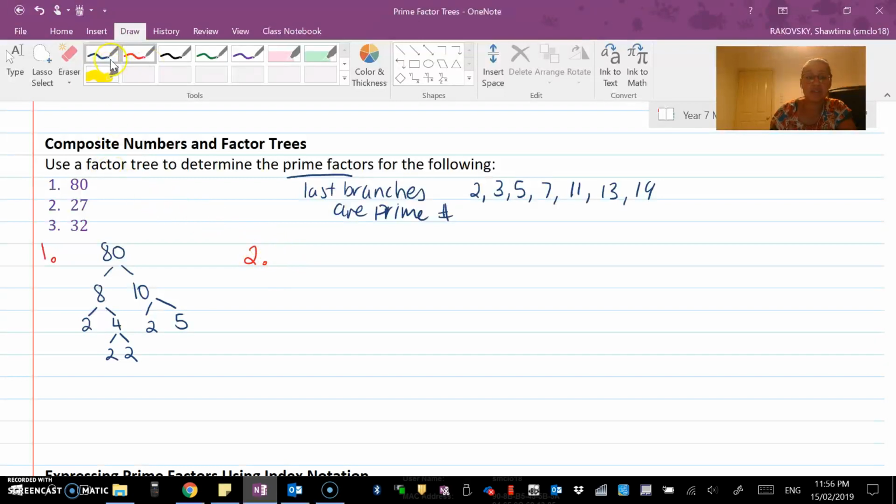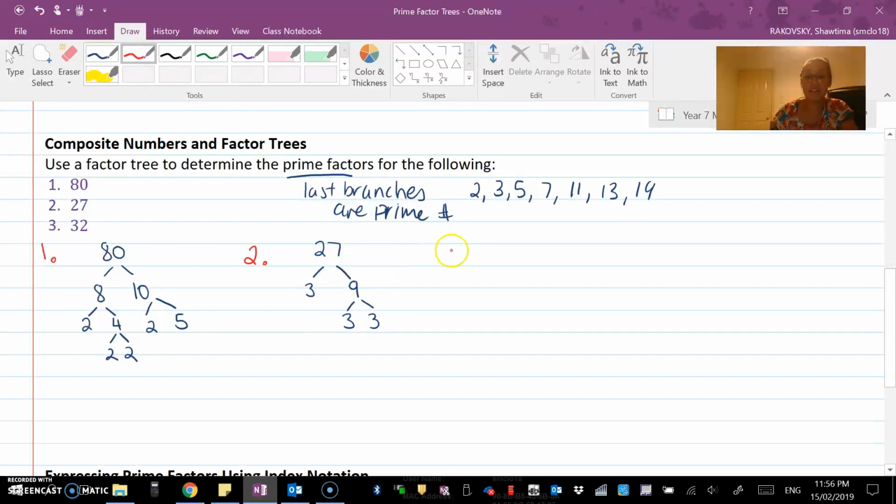So 27 is our number that we've got here. I'm just going to write that in like we do with everything else. And we're going to find a factor pair. So straight away, I know 27 is 3 times 9. So I'm going to put 3 and 9 in. 3 is a prime number, so I'm going to leave that alone. And this 9 is not prime. So besides 1 and 9, 3 is a factor of 9. So my factor tree for 27 is as shown.